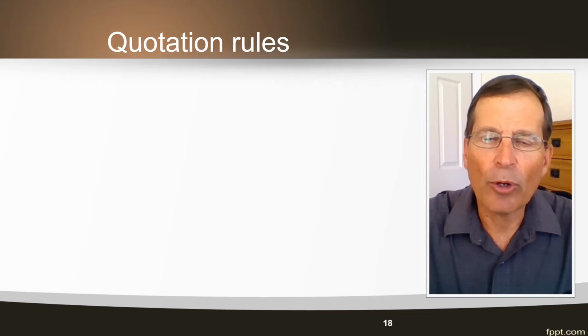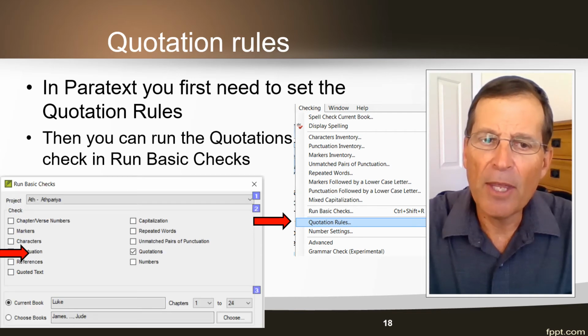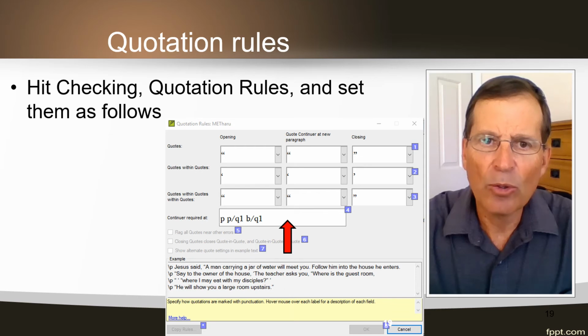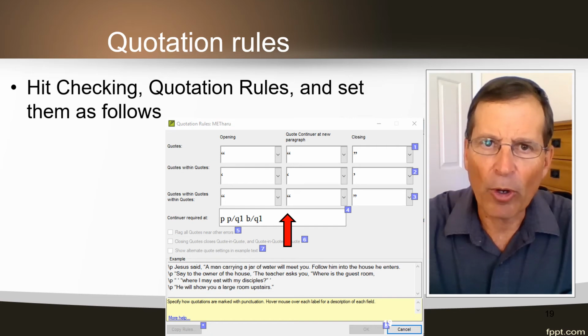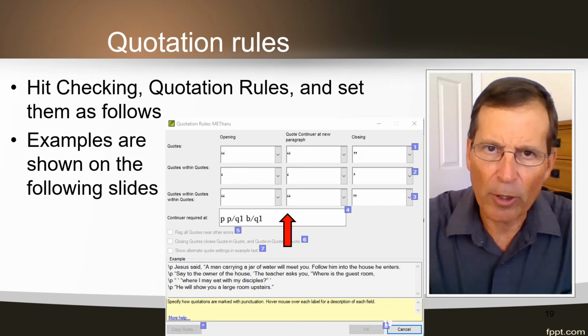Another type of rule or inventory has to do with quote marks. In Paratext, you first need to set the quotation rules. So once again, in your project, you would hit Checking, Quotation Rules. And then you can run the quotations check when you run the basic scriptures check by ticking the box next to quotations. So once again, you would hit Checking, Quotation Rules and then set the opening, continuing, and closing quote marks as in the window below. Some examples on the following slides will show you then what this will do for quote marks.